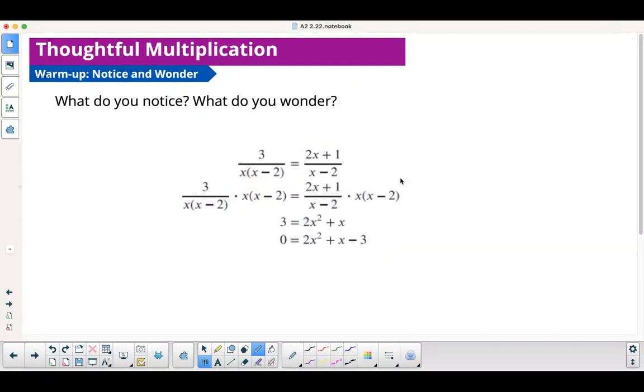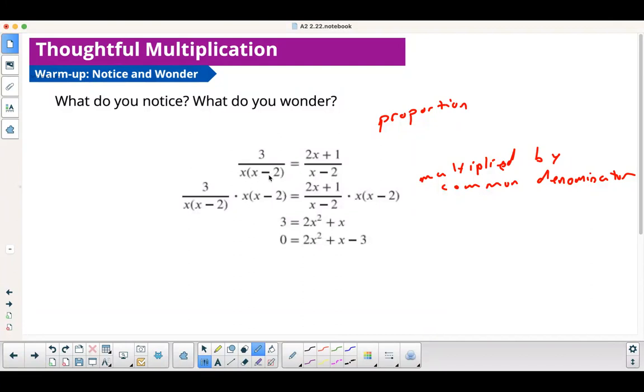What do you notice? What do you wonder? So I noticed the original is a proportion. Okay, and then let's see here. What else do I notice? So instead of cross multiplying, what they did was they just multiplied by the common denominator. And what happens is your fractions clear out.